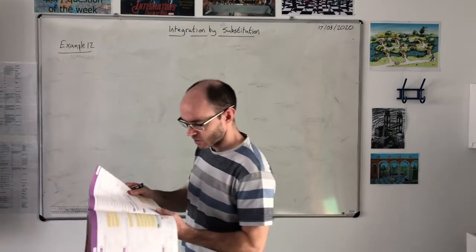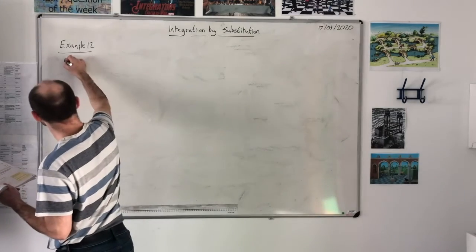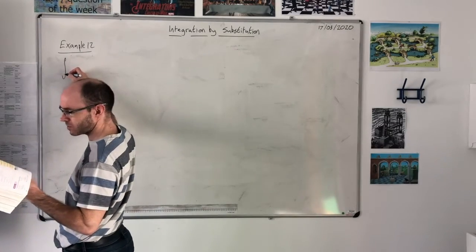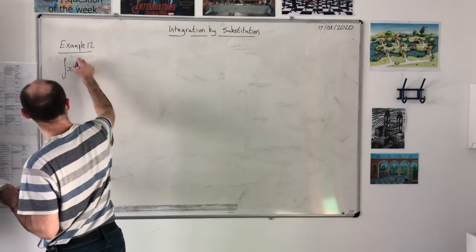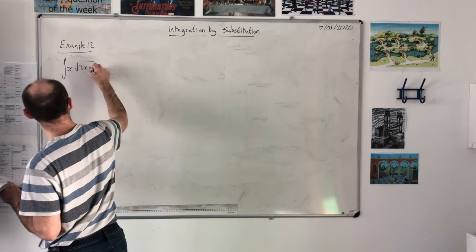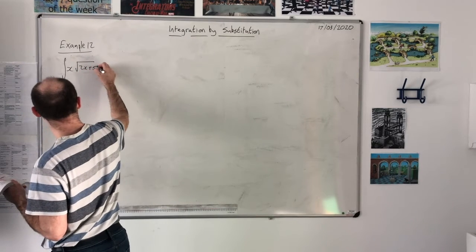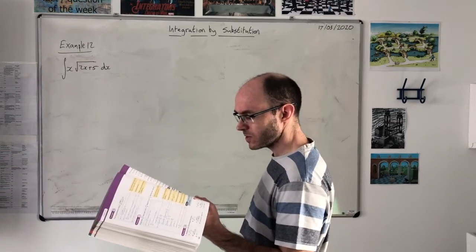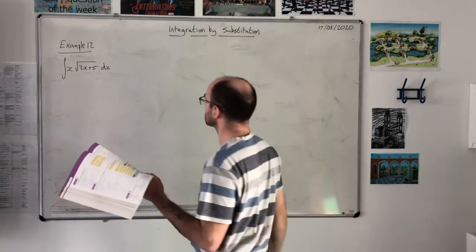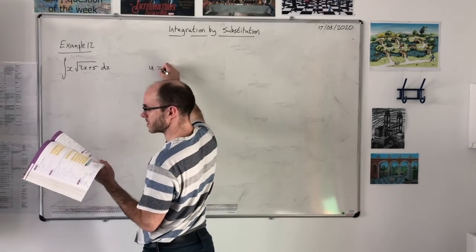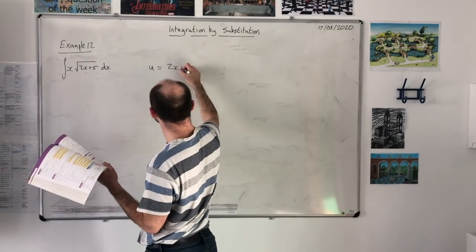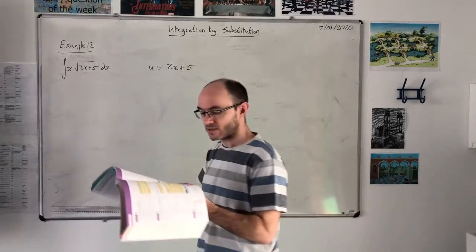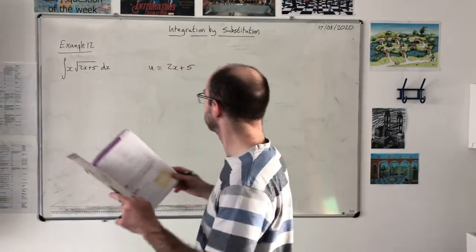Okay? Example 12, which is, let me write it up, integral of x root 2x plus 5 dx. And you're told to do it using a particular substitution. Okay? All I've done so far is write down the question for you. And what follows is the method as to how to do it. Okay?